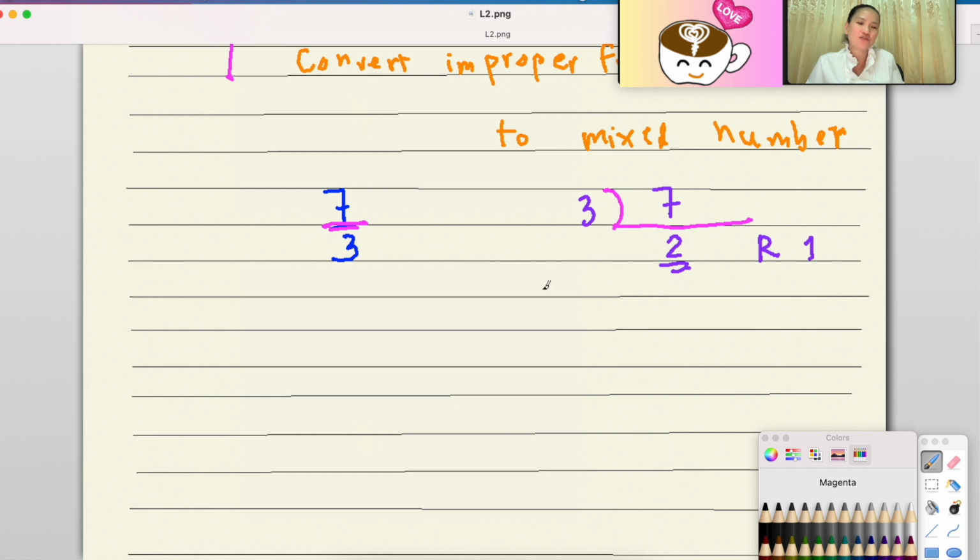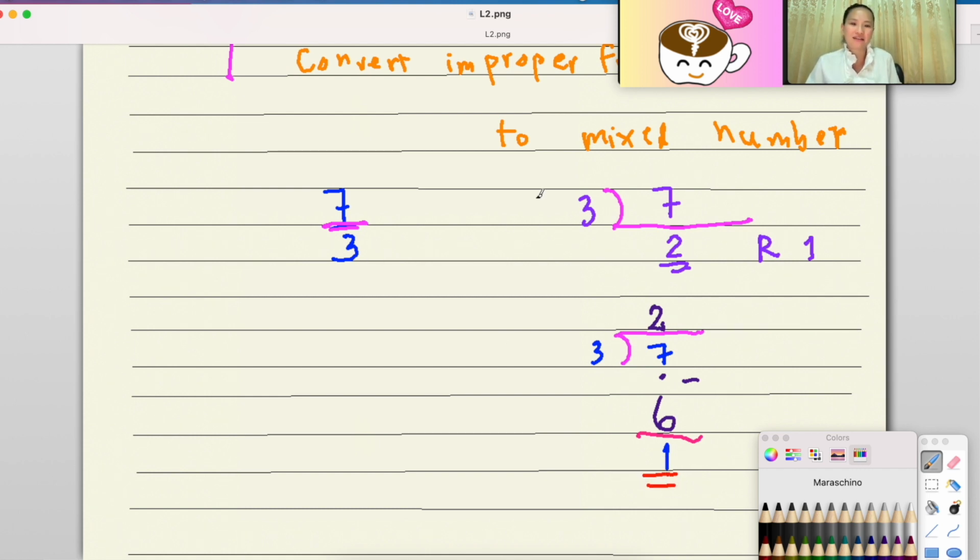But let me do long division for you. I do both. You have 7 divided by 3. 7 divided by 3 is 2, and it's equal to 6. You minus them, so you have remainder 1. Does that make sense?